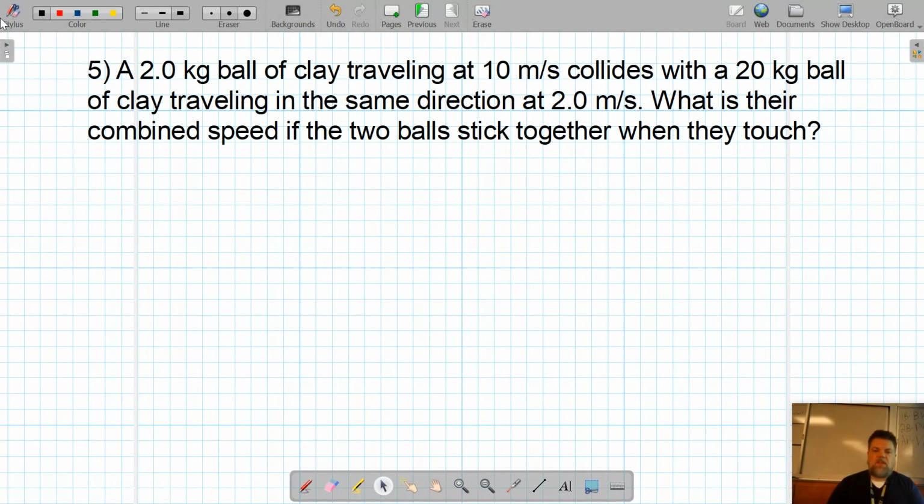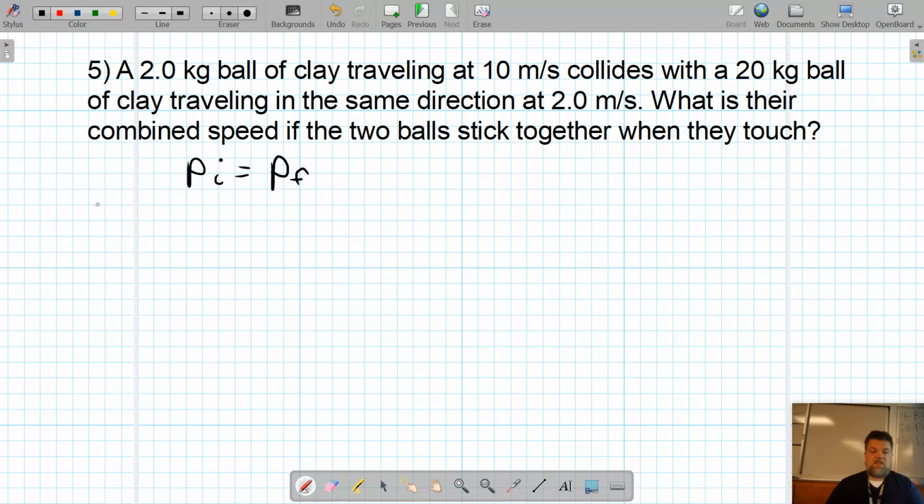A 2 kilogram ball of clay traveling at 10 meters per second collides with a 20 kilogram ball of clay traveling in the same direction. What is their combined speed if the balls touch? So this is that one. Momentum is conserved, right? So we have P initial is equal to P final.